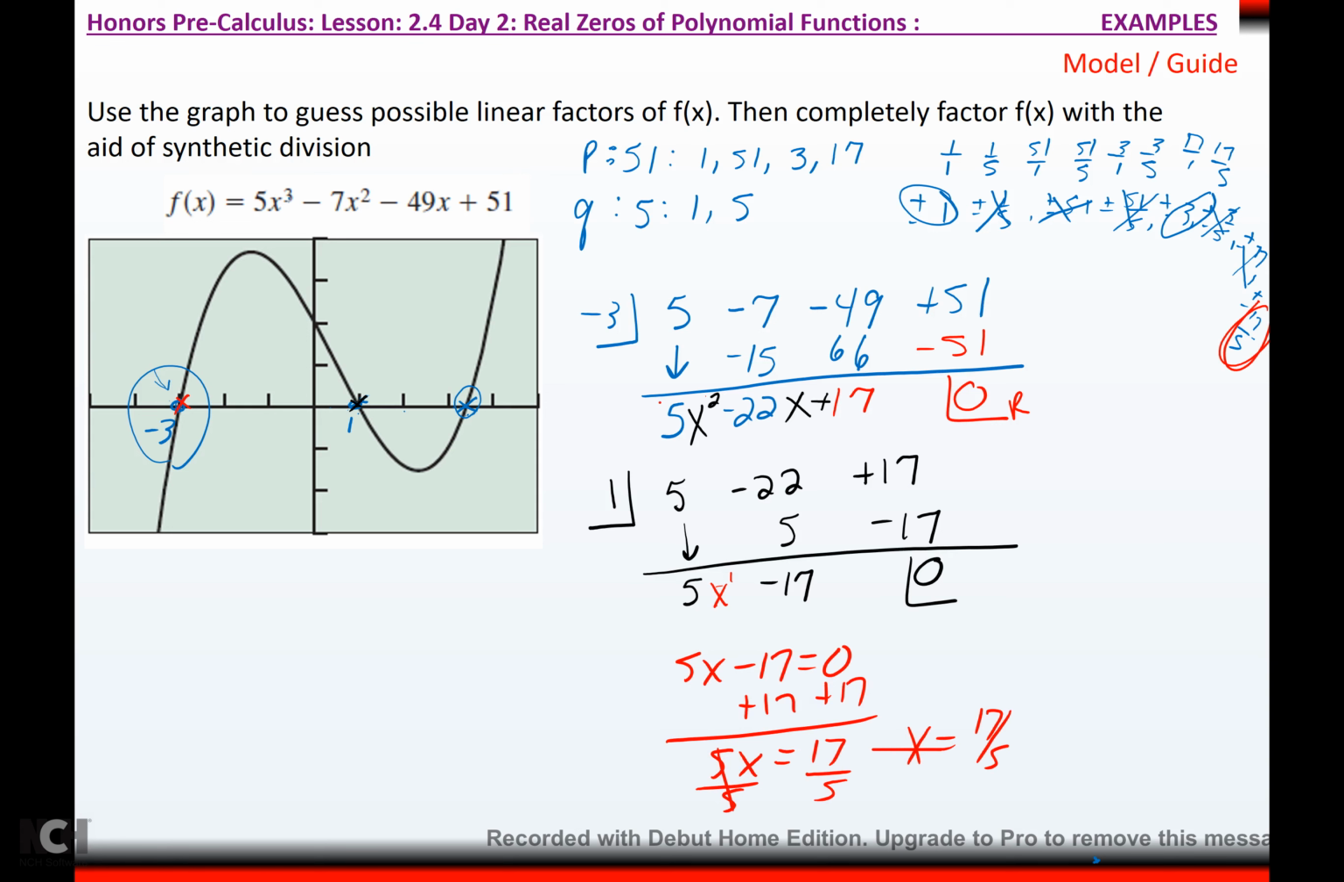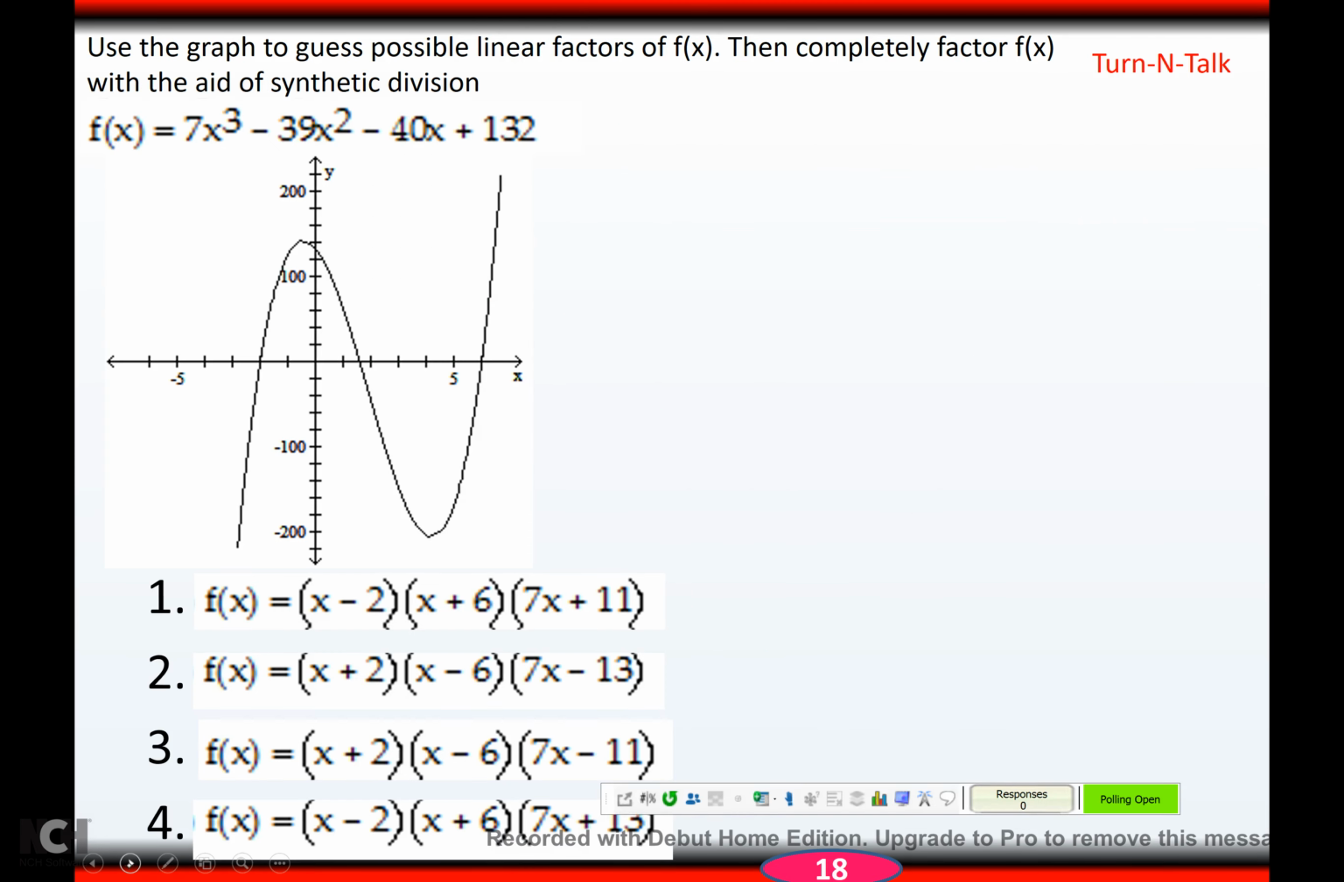But again, if you would have backed up here, once you get down to second degree, we have tools. First degrees you've known how to solve since Algebra 1. Second degrees, you know how to solve by using quadratic formula, factoring, any of those techniques. If you would have done quadratic formula up here, you would have gotten the 1 and the 17 fifths. Okay? All right. You try this one. Come back when you're ready.